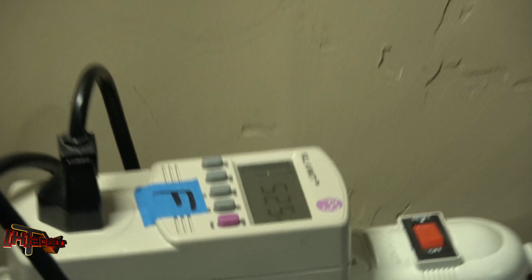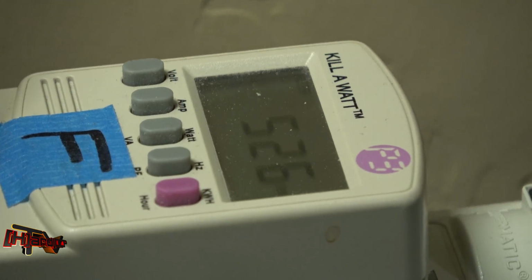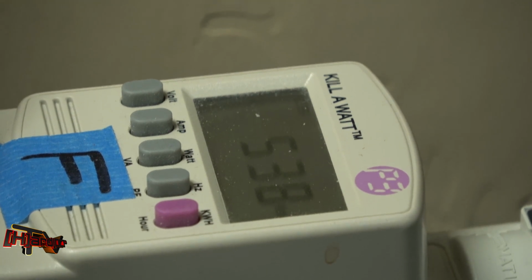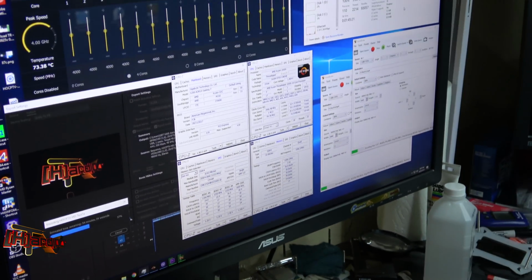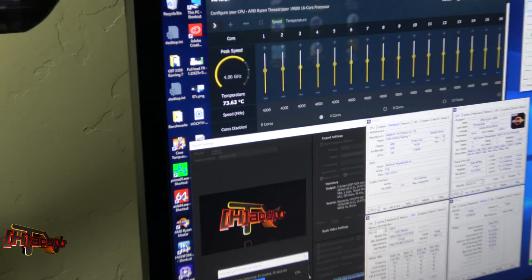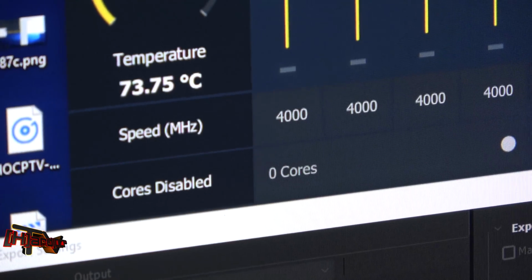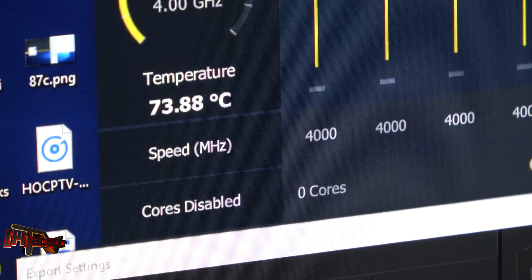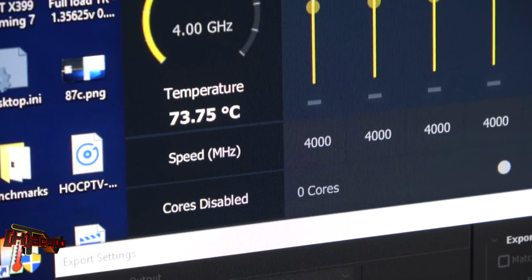You can see we're running up to 530 watts at the wall with this load. But it's been stable. It's been running now for 1 hour and 45 minutes, and our final temp we got to on the core is right at 74°C.